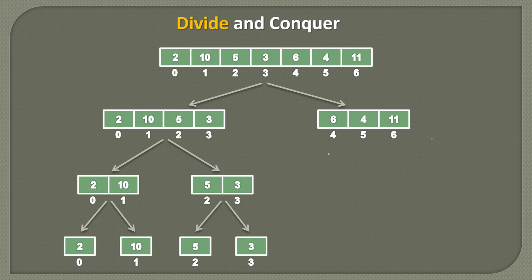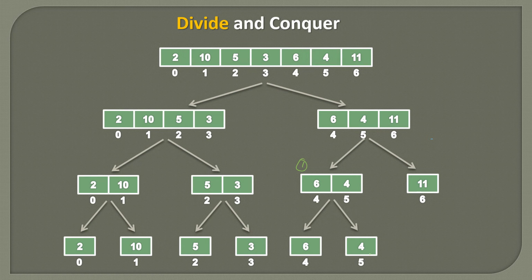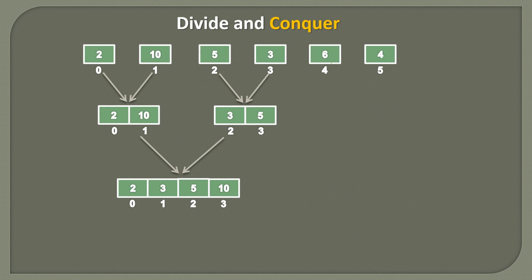So now the algorithm will pick this part and try to break it down using the divide step. It will break it down like this: 6 and 4 and 11, because there are 3 elements. And here it will now first pick this part. So it will break 6 and 4 like this. And then it will merge 6 and 4, which will become 4 and 6.